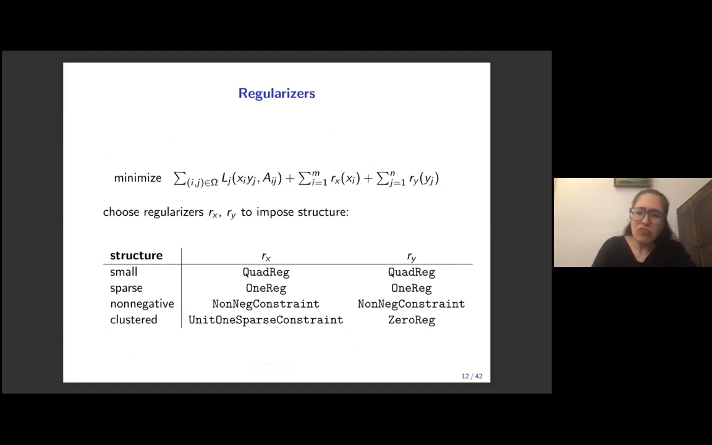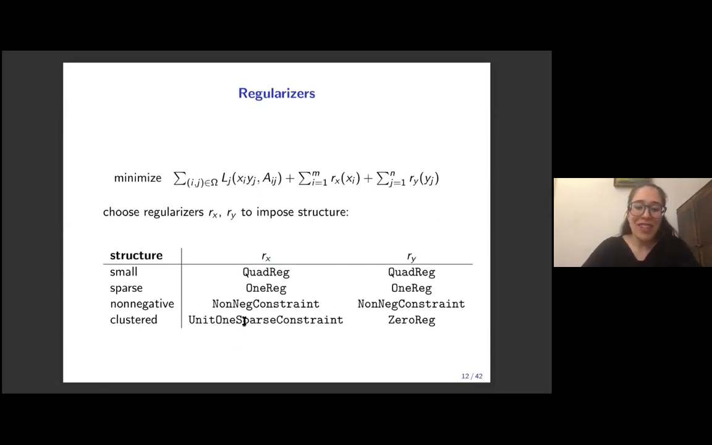Regularizers are probably slightly less used, but they can be used to impose structure. So for example, you can ask for quadratic regularization in order to reduce the norm of your model. It often makes it more statistically stable. You could ask for one norm regularization. That tends to make the entries of X and Y sparse. You get a bunch of zeros, which can help with interpretability. Similarly, the non-negative constraint enforces that the entries be greater than or equal to 0, which helps with interpretability.